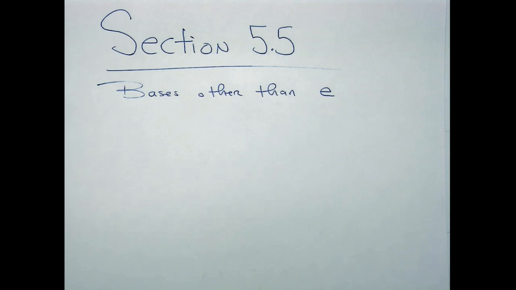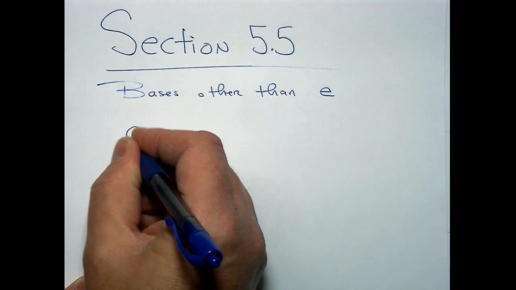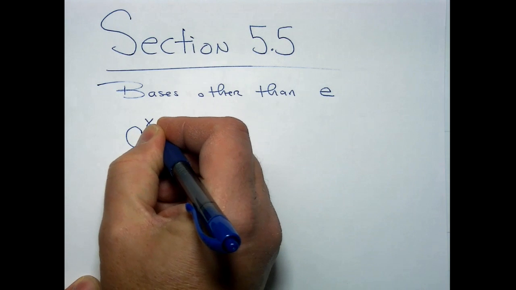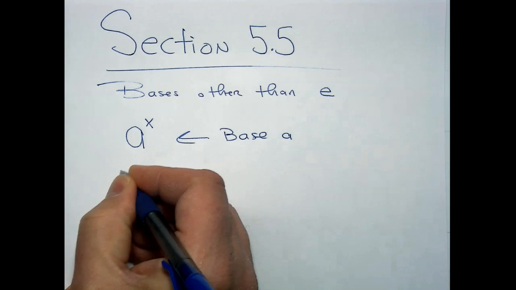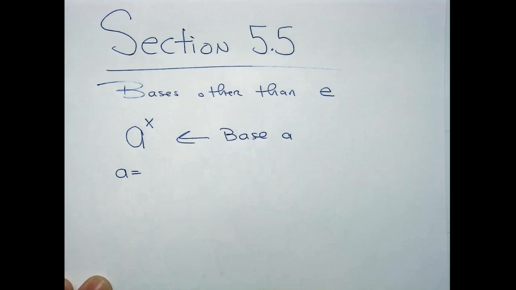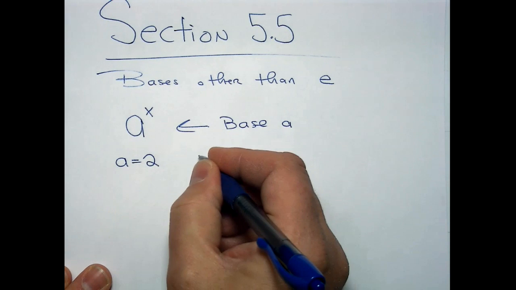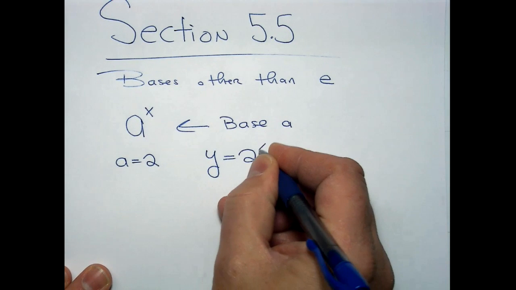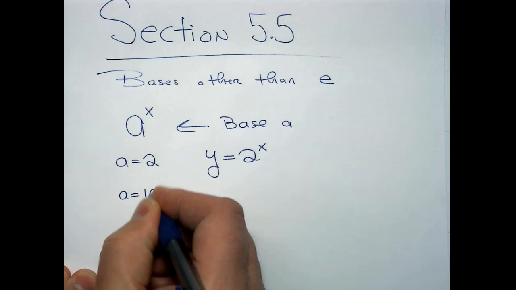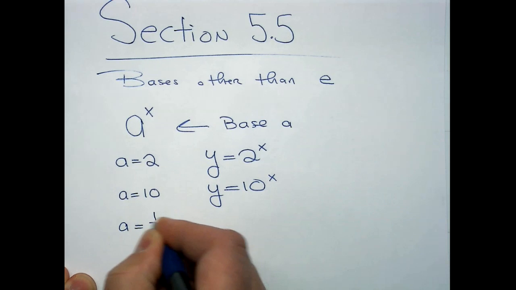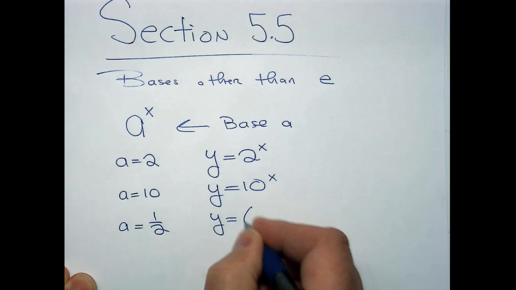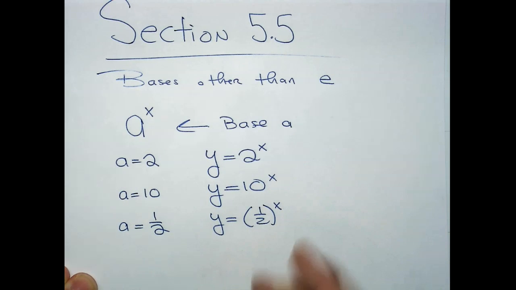Now for an exponential function, it would look something like this. a to the x. The base is base a. And we could assign a to be any base. We can make it base e, but we'll make it base 2, for example, and then we have the function y equals 2 to the x. We could make a equal to 10, and we would have y equals 10 to the x. And we could even make it a half, and y would be equal to 1/2 to the x.